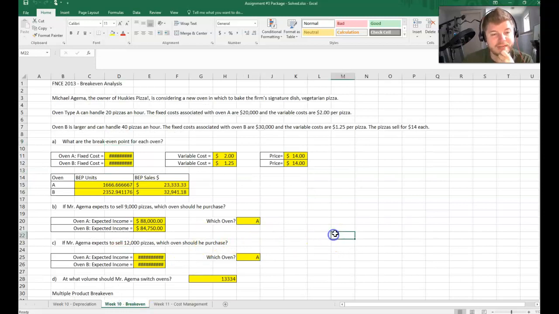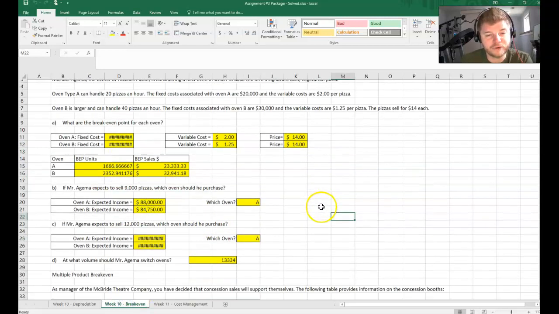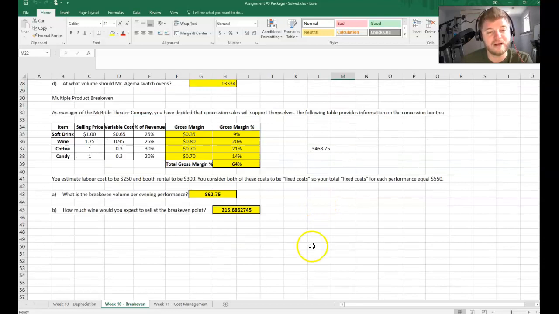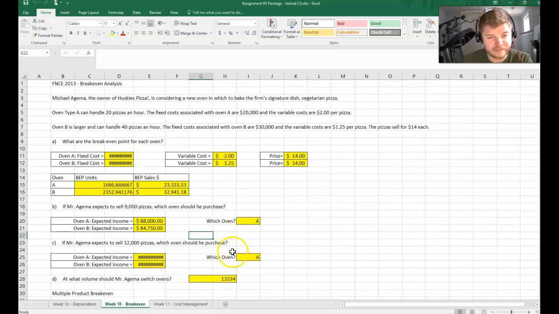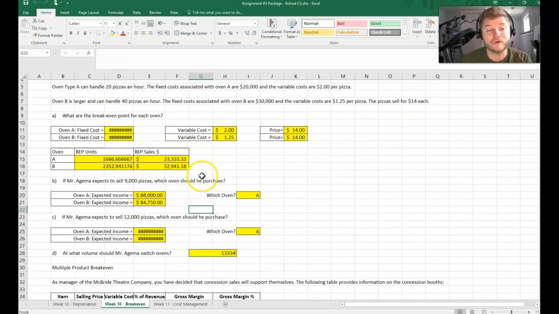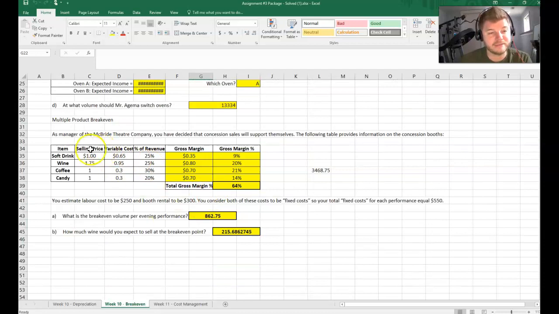So when we talk about break-even, we're going to be going through a break-even scenario. All of these have the answers in them. A break-even scenario looks at how much you need to spend on fixed assets, how you can reduce your variable costs, and how many items or units you must sell. In a perfect example, we'll be talking about a pizza store. How many pizzas must they sell in order to break even? And there are a lot of different items as well, such as soft drinks, wine, coffee, candy.